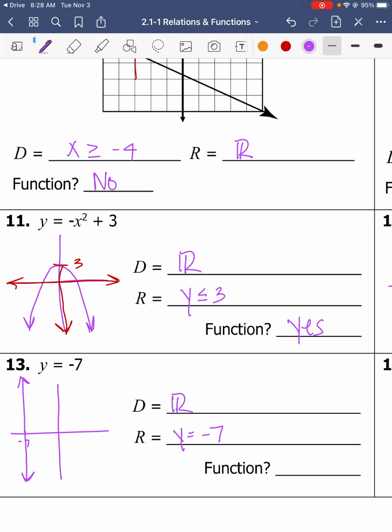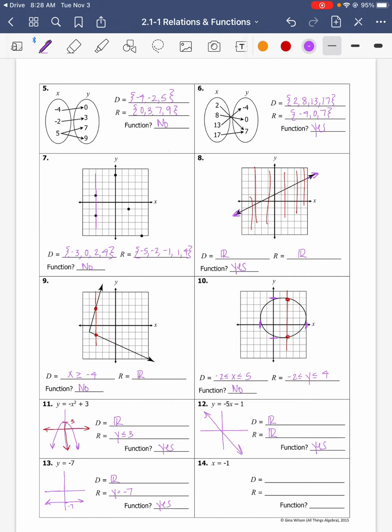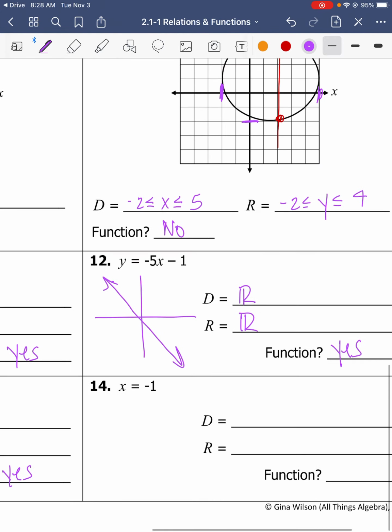Okay, so there are no values of x that, oh, I did this backwards. Okay, that's why it's not making any sense. This is not a vertical line, this is a horizontal line at -7. Okay, that's why the domain is all real numbers, and there's only one y value, which is at -7. This passes the vertical line test, so yes, this is a function here.